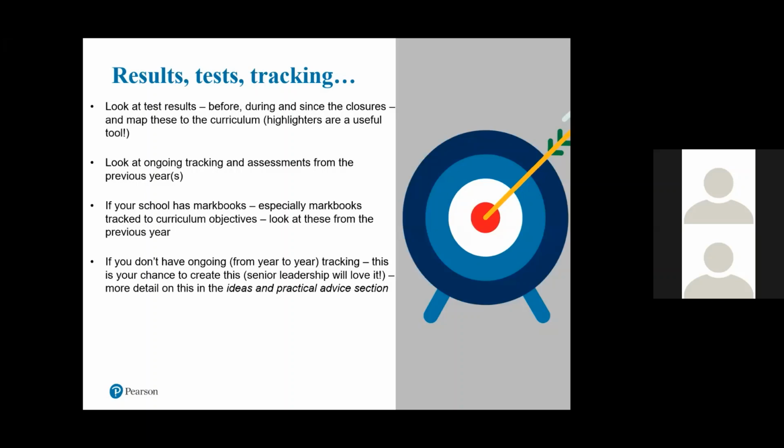And when we're looking at those test results before, during, and since the closures, they really do need to be mapped to the curriculum, because there's a limit to what a raw number can tell us. It might be able to give us an indicative grade for the future, but if we're using it as a tool to identify gaps, a simple number doesn't tell us much. We need to know which curriculum objectives it maps to.